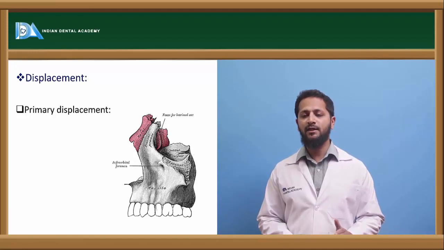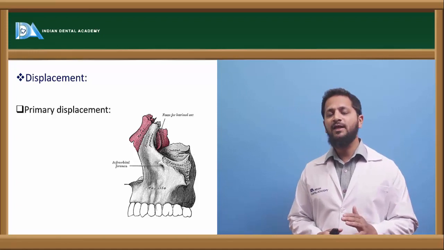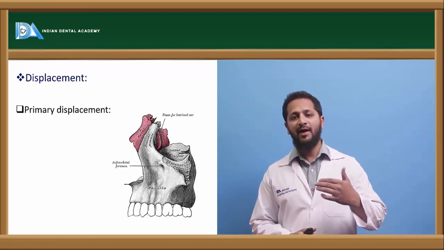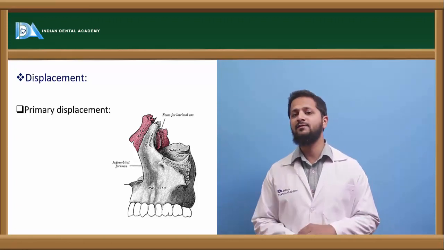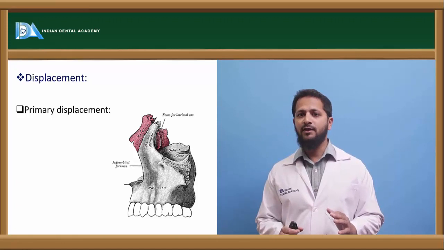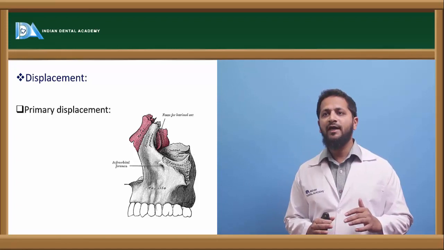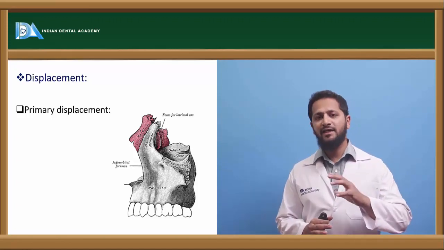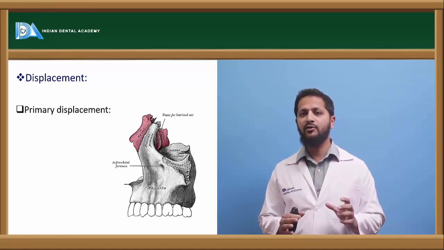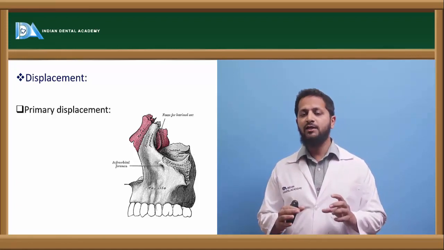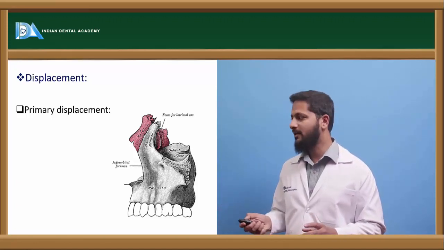Displacement in simple terms means movement of a bone from one particular point to another point. This displacement is divided into two subcategories. It can be primary displacement, it can be secondary displacement. What exactly is primary displacement? Primary displacement is movement or displacement of the bone because of the growth within the bone itself. Let us take an example, the nasomaxillary complex. If the growth or the bone deposition takes place within the maxillary tuberosity, it causes the entire nasomaxillary complex to be moved in a downward and forward direction. This is called primary displacement.